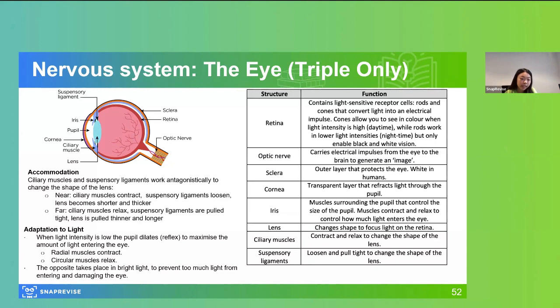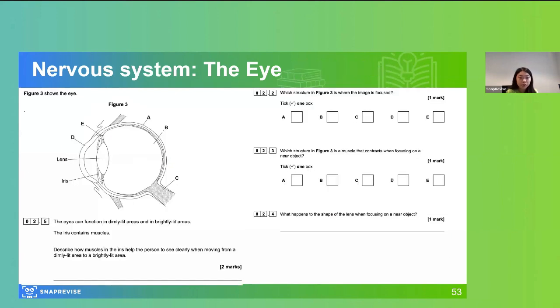So in this case, when there is a very low light intensity, the radial muscles contract and your circular muscles relax. Again, they work antagonistically to allow the pupil to dilate or constrict. And in bright light it is the opposite. Radial muscles relax, circular muscles contract. So that's the eye.